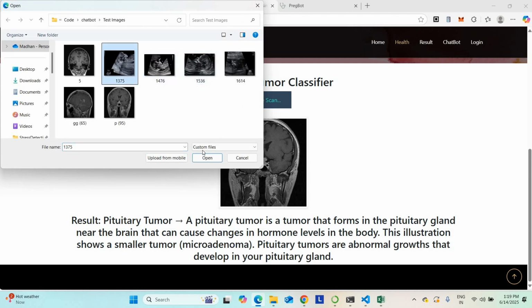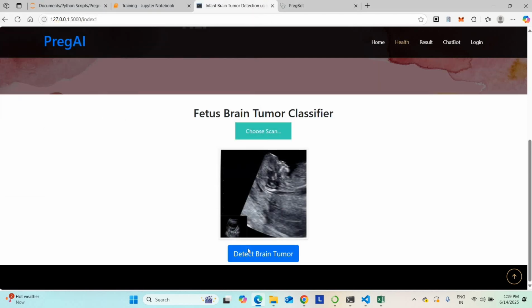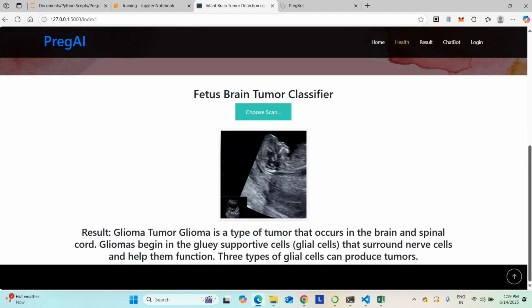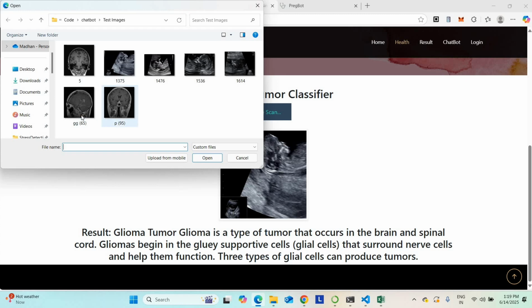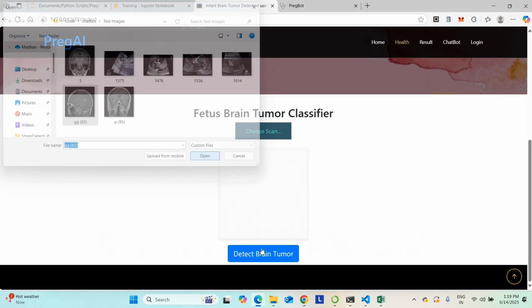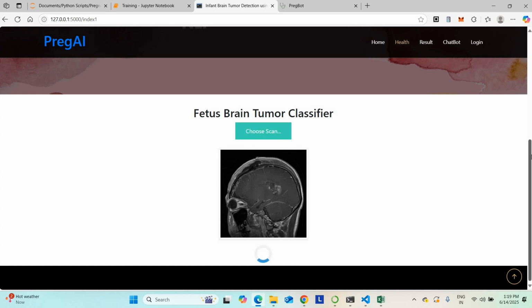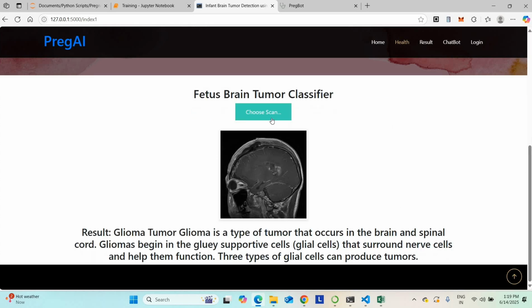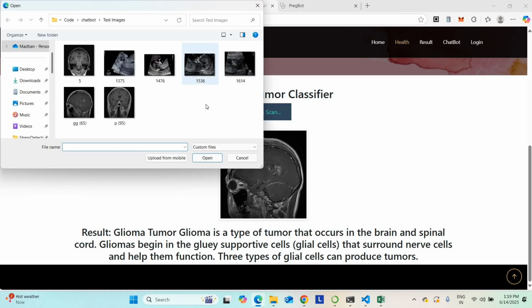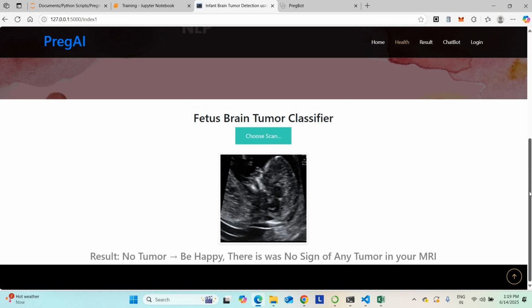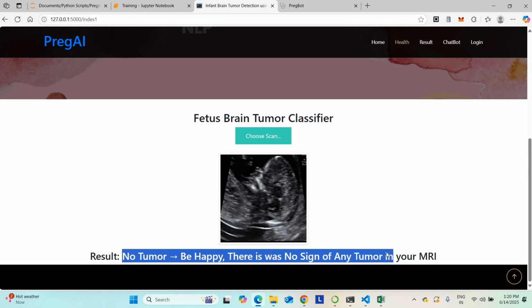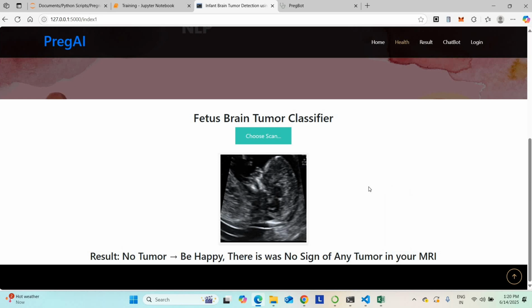The result is the same, pituitary tumor. I can feed another image. This is the glioma tumor. Then I can feed another image. Let me go with this one. This MRI image has a glioma. Then I can go with another ultrasound image. This baby contains no tumor. Be happy, there is no sign of any tumor.